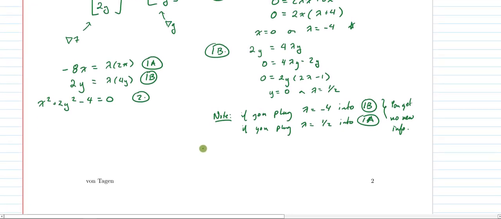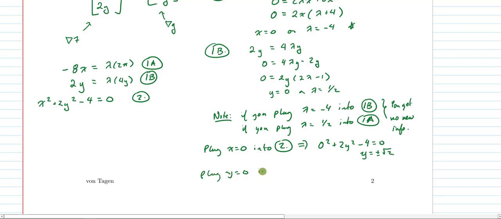Okay? But if we were to plug, let's say, x equals 0 into equation 2, which was our constraint equation here, what we get is 0 squared plus 2y squared minus 4 needs to equal 0. And if I solve this for y, I get y is equal to plus or minus the square root of 2. And if we were to plug y equals 0 into equation 2, then that would give us x squared plus 2 times 0 squared minus 4 needs to equal 0, which gives us x is equal to plus or minus 2.